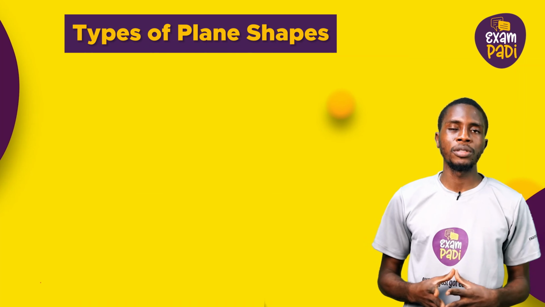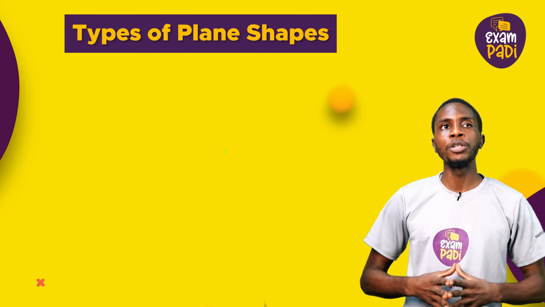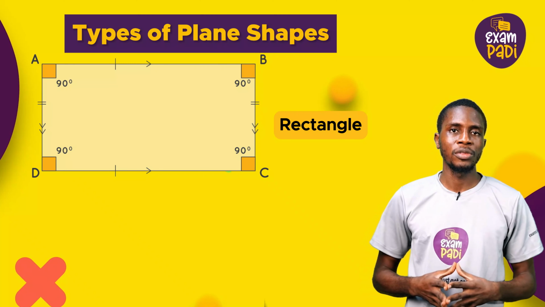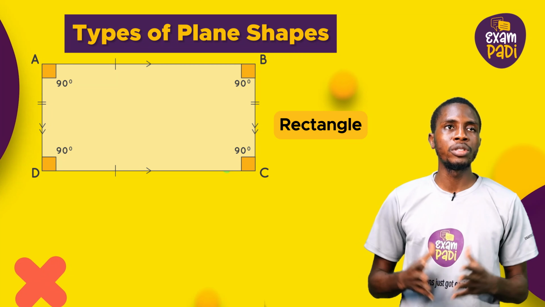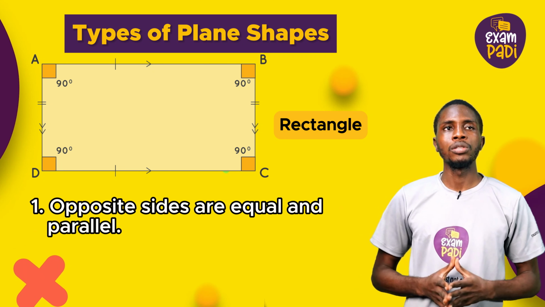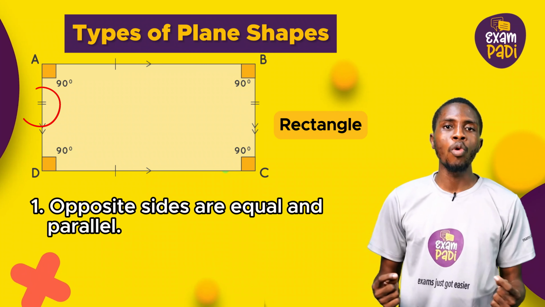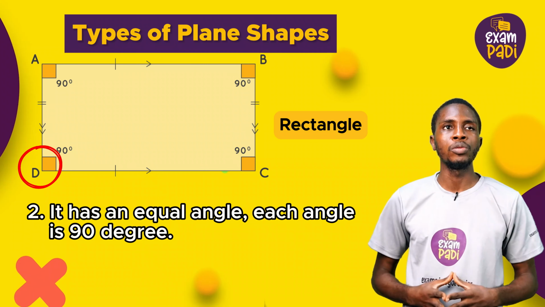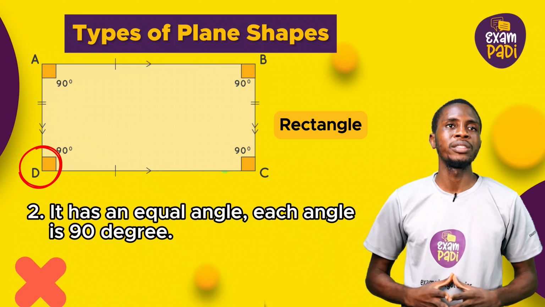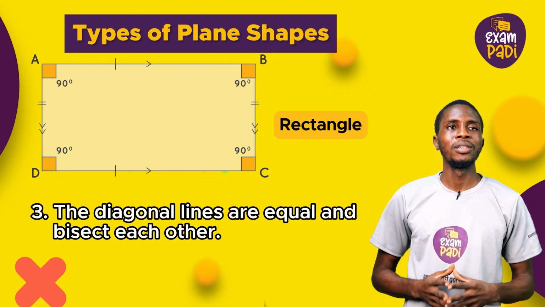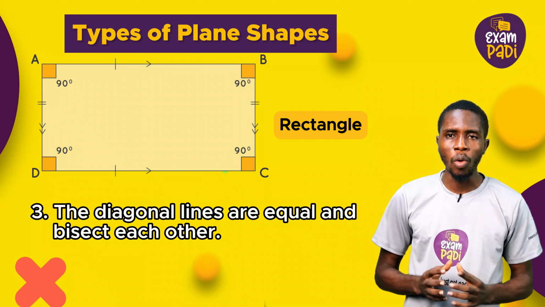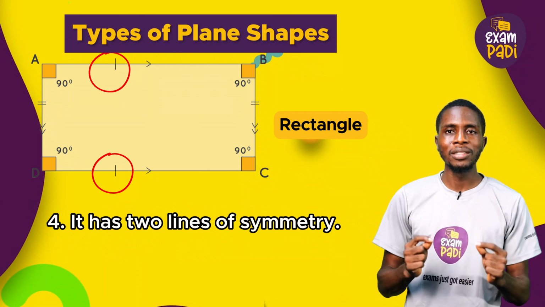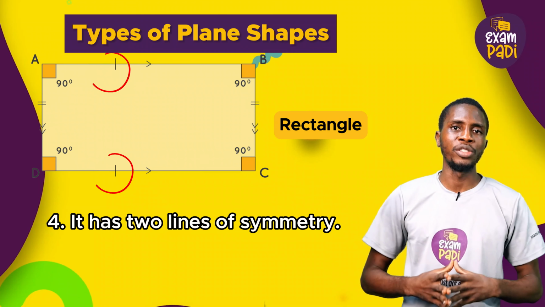Types of plane shapes. The first type of plane shapes we'll be looking at is the rectangle. What are the properties of a rectangle? The properties of a rectangle include the following. 1. Opposite sides are equal and parallel. 2. It has equal angles. Each angle is 90 degrees. 3. The diagonal lines are equal and bisect each other. And 4. It has two lines of symmetry.